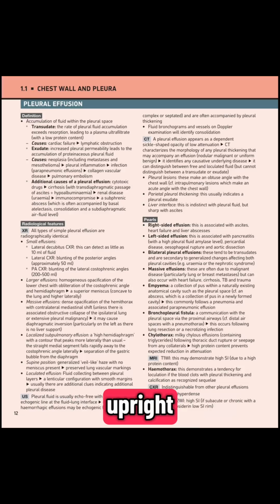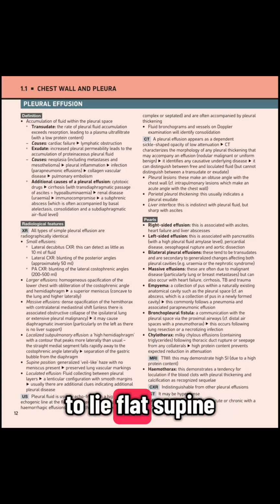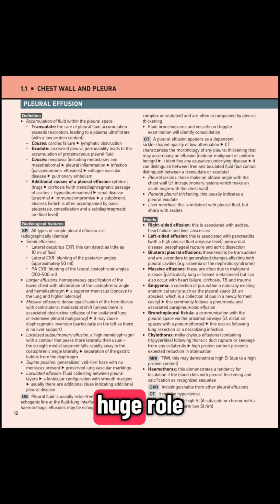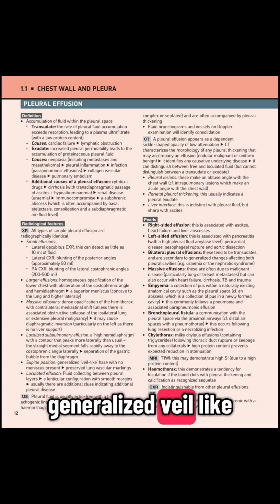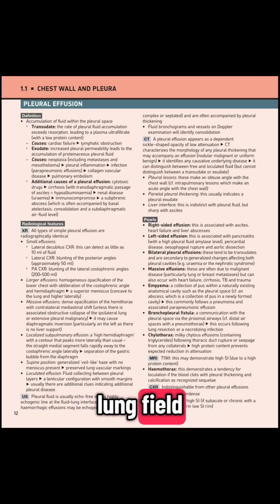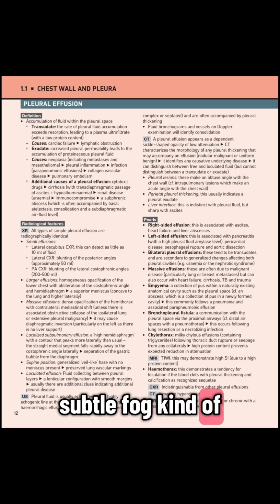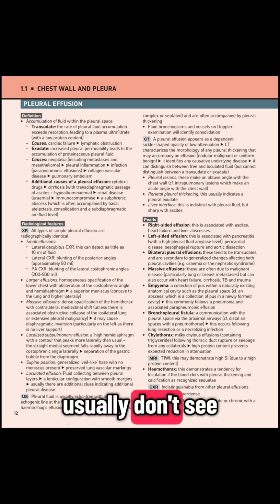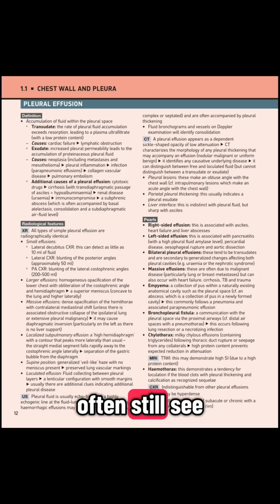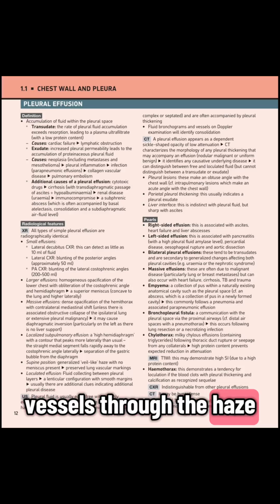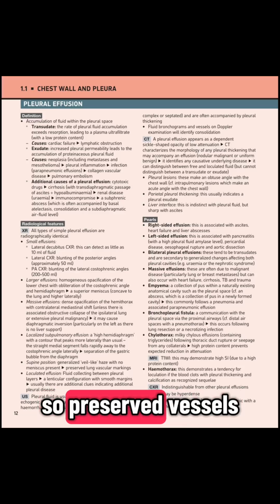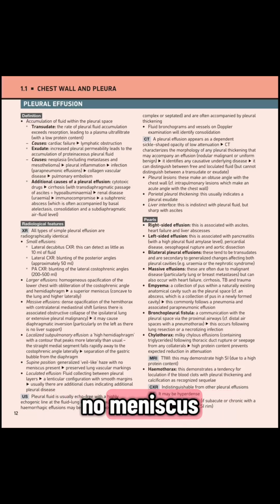Okay, so that's upright. But what if the patient has to lie flat, supine? Does it look totally different? Oh, absolutely. Gravity plays a huge role. Supine, the fluid layers out posteriorly. Spreads out. Yeah, so instead of a sharp meniscus, you often get this sort of generalized veil-like haze over the lung field. Like a subtle fog. Kind of. But critically, you usually don't see that meniscus, and you can often still see the lung's blood vessels through the haze. That's important. Okay, so preserved vessels, no meniscus, just haziness.